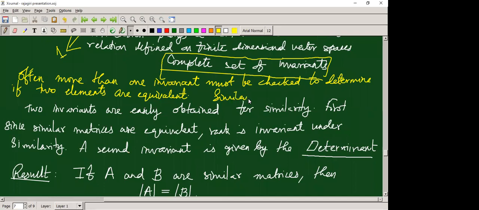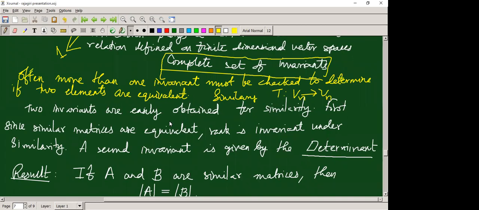So similarity is actually the study of linear operators from V to V on finite dimensional vector spaces. Okay. So two invariants are easily obtained for similarity. In the first two cases we got only one invariant each, and they completely determine the collection of all invariant elements. So for similarity we got two invariants.